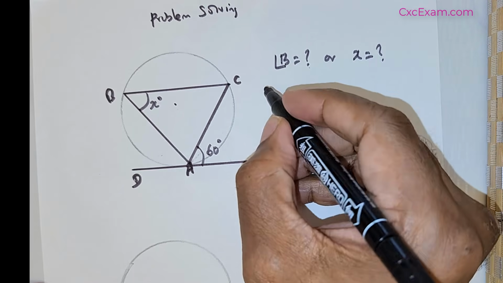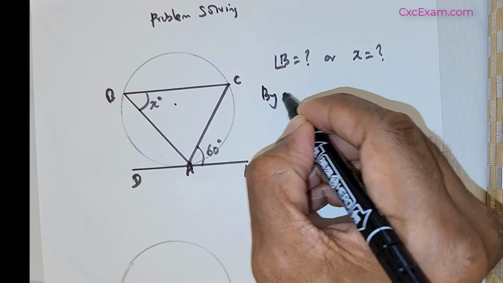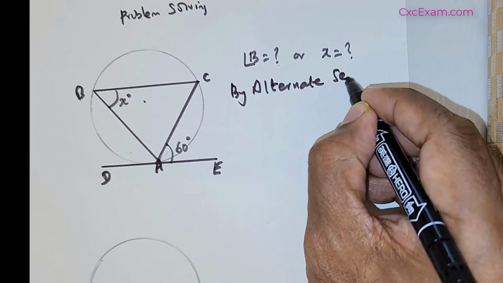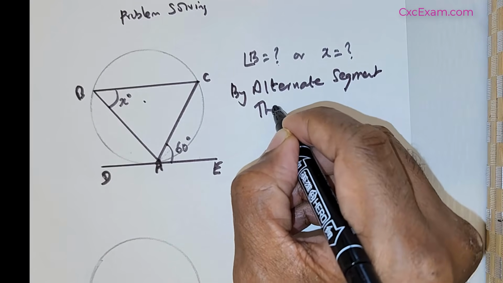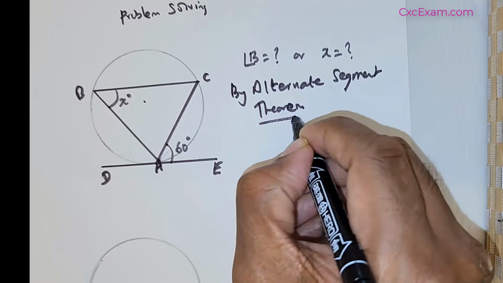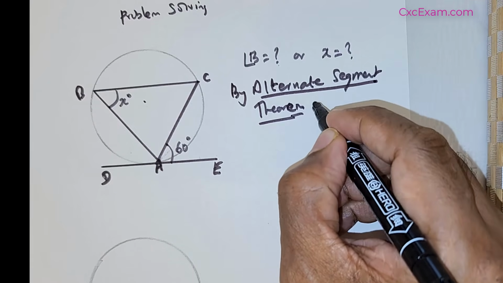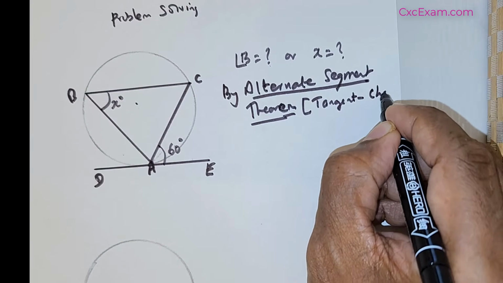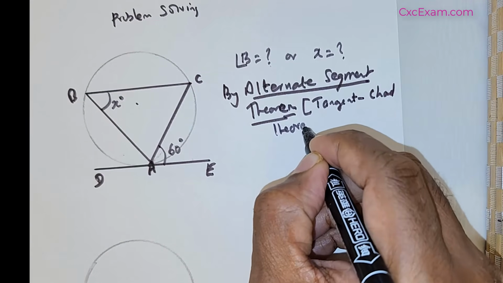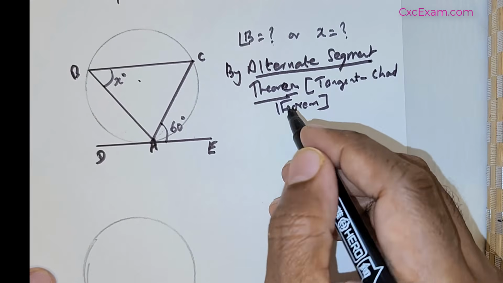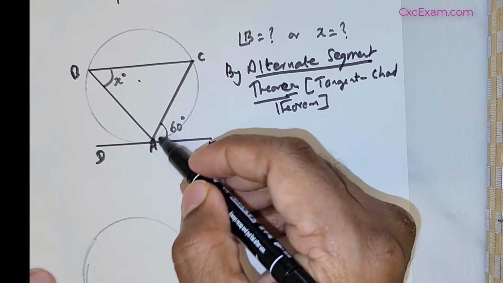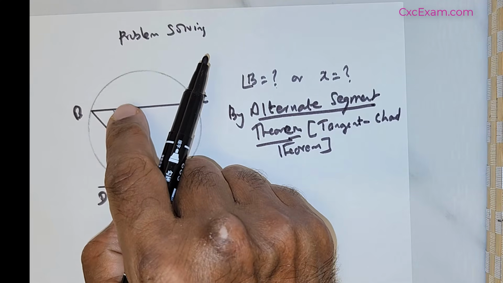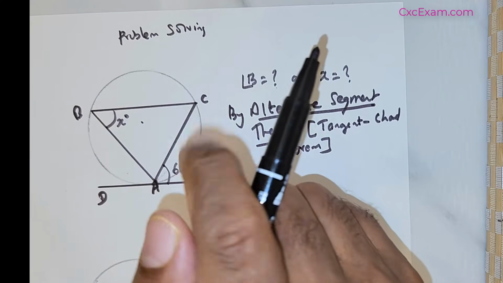So for this we will use the alternate segment theorem. So by alternate segment theorem, or it is also called the tangent chord theorem, the angle created by this chord AC is equal to the angle subtended by the same chord at the circumference.